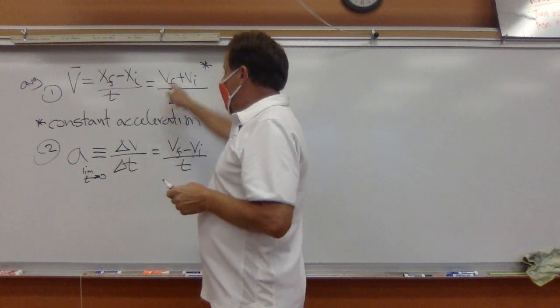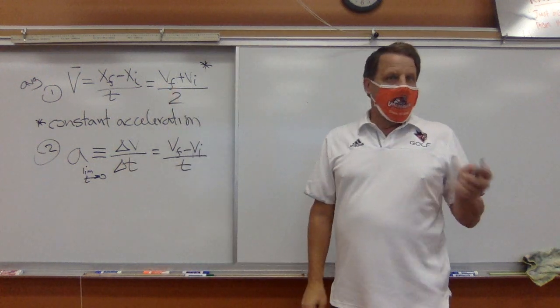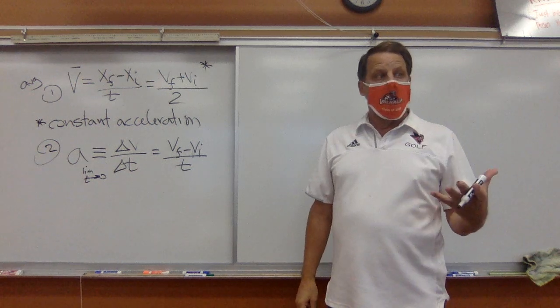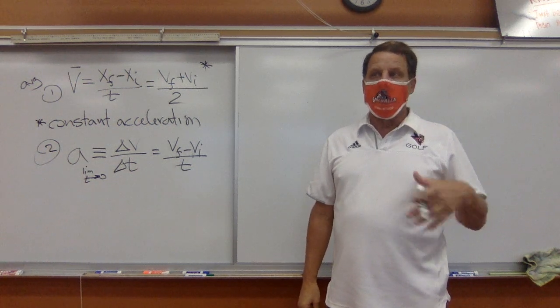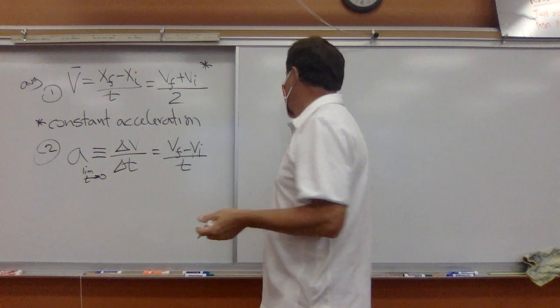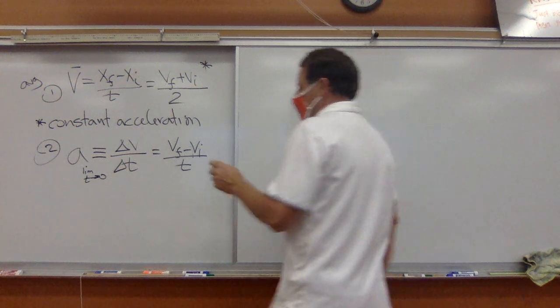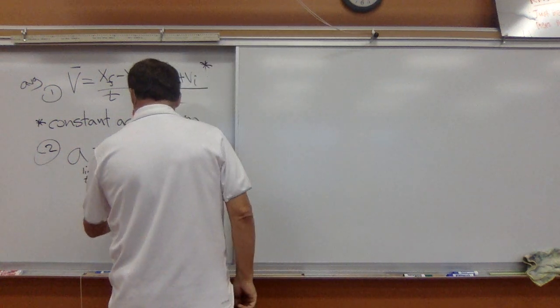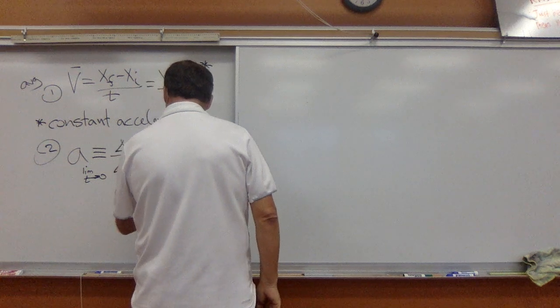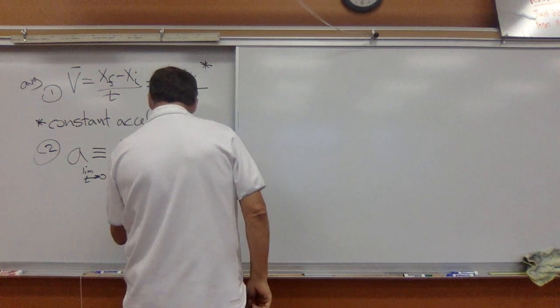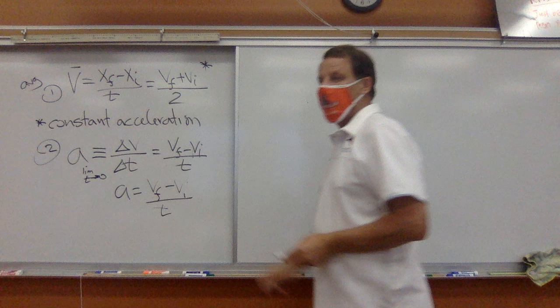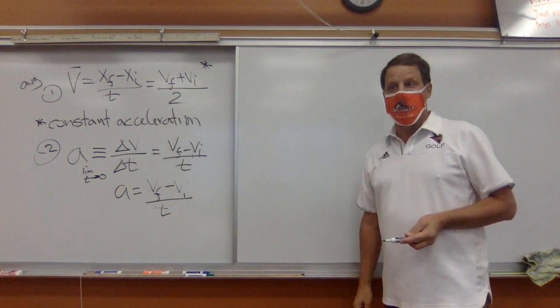And from these two equations, we're going to derive the third and the fourth. And you could derive more, as we'll see. And in fact, I'm just going to say here, acceleration is equal to v final minus v initial over t. And that will make it a little more straightforward.